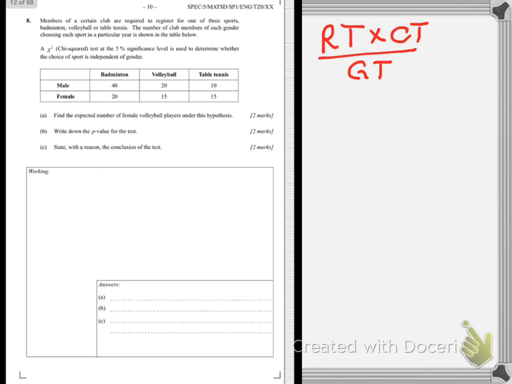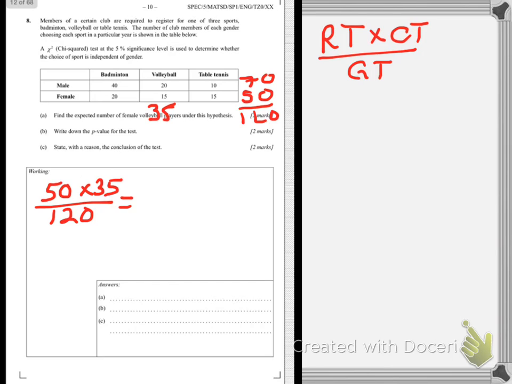So 40 plus 20 is 60, plus 10 is 70. But they want females. I need to do that because I can find a total. And now 15 and 15 is 30, plus 20 is 50. So there's 120 total, right? And then we just want to know about volleyball, that's 35. So it's simply going to be female volleyball players is going to be 50 times 35 divided by 120.